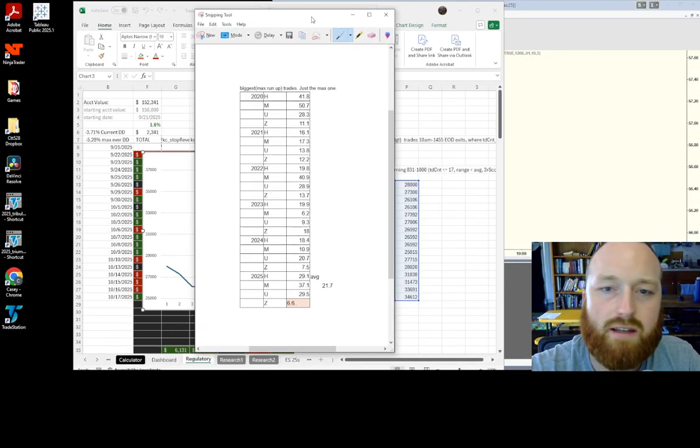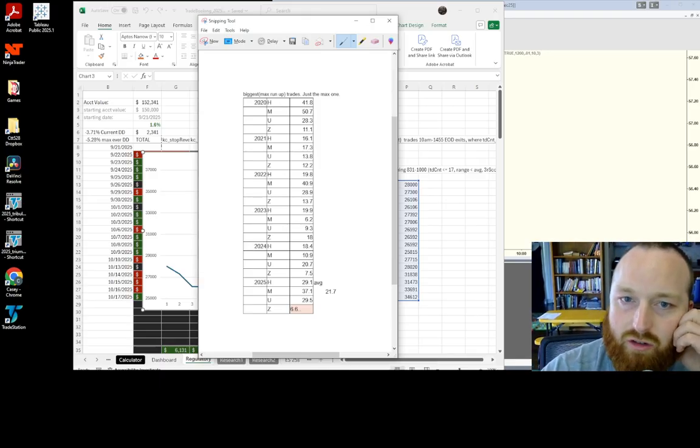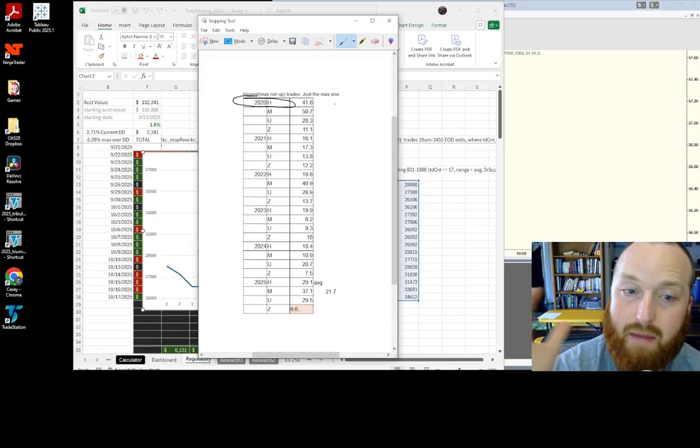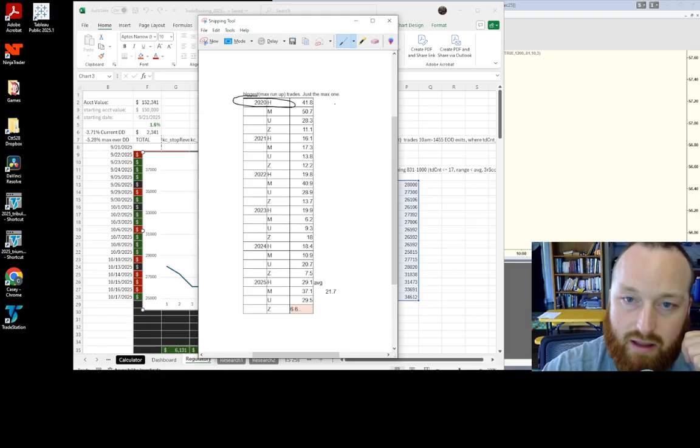Okay, this is in terms of thousands. So you can see the 2020 March contract made $41,000 on one trade. Okay, it didn't make it. This was just the max run up. So if we get out at 41, we would make $41,000. However, that was COVID and stuff. So yeah, obviously that happens.